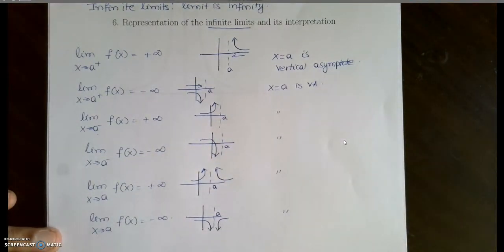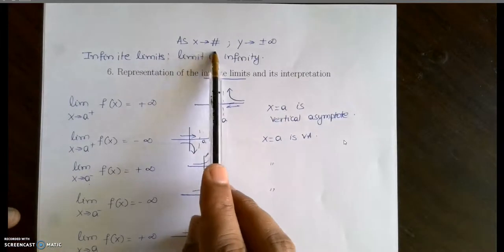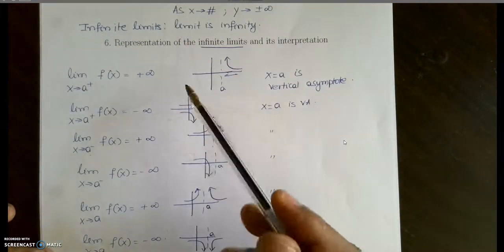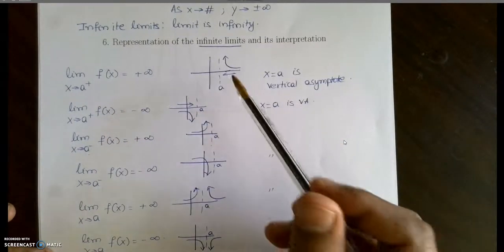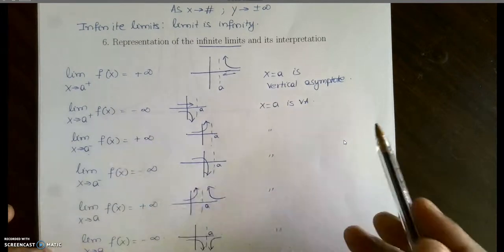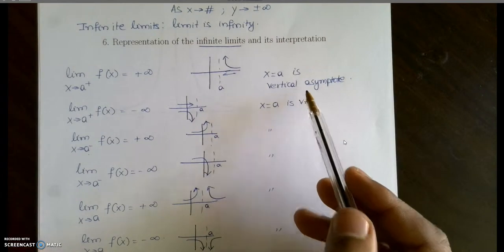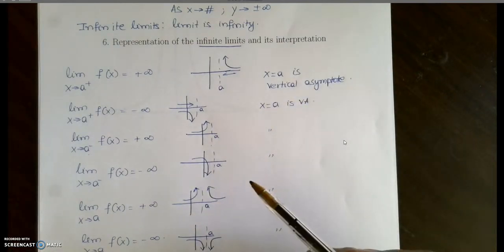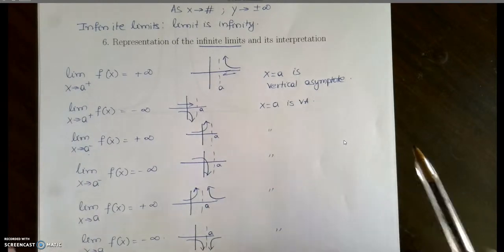So infinite limit means the y value goes to positive or negative infinity as x approaches a number either from the right or the left. And the 6 possible representations of the infinite limits are geometrically represented in the following ways. And infinite limits are always associated with the vertical asymptote. That means if x equals a is the vertical asymptote, then you have an infinite limit as x approaches a either from the right or from the left or both.